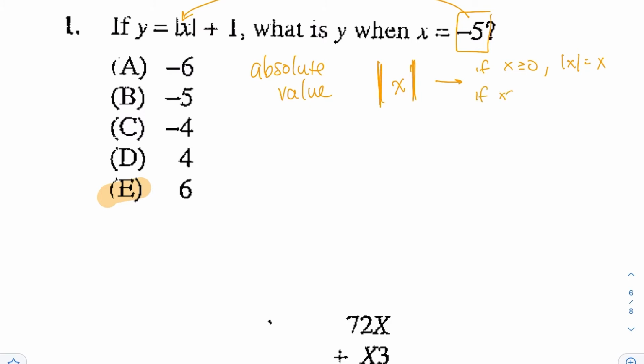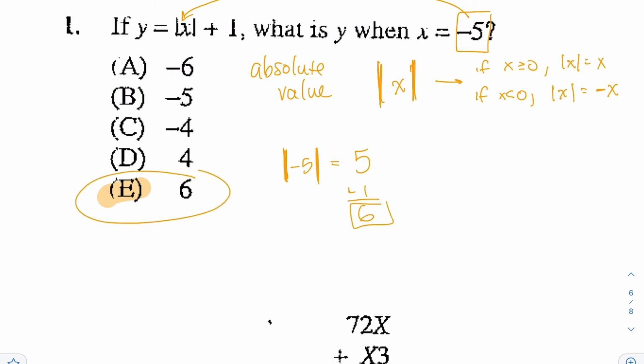But if x is negative, then the absolute value of x, since x is a negative number, you have to negate it and multiply a negative number by negative 1. So when you negate a negative, it becomes positive, which is what happens in this case. The absolute value of negative 5 becomes positive 5, and then you just have to add 1 to it. And that's equal to choice E, 6.